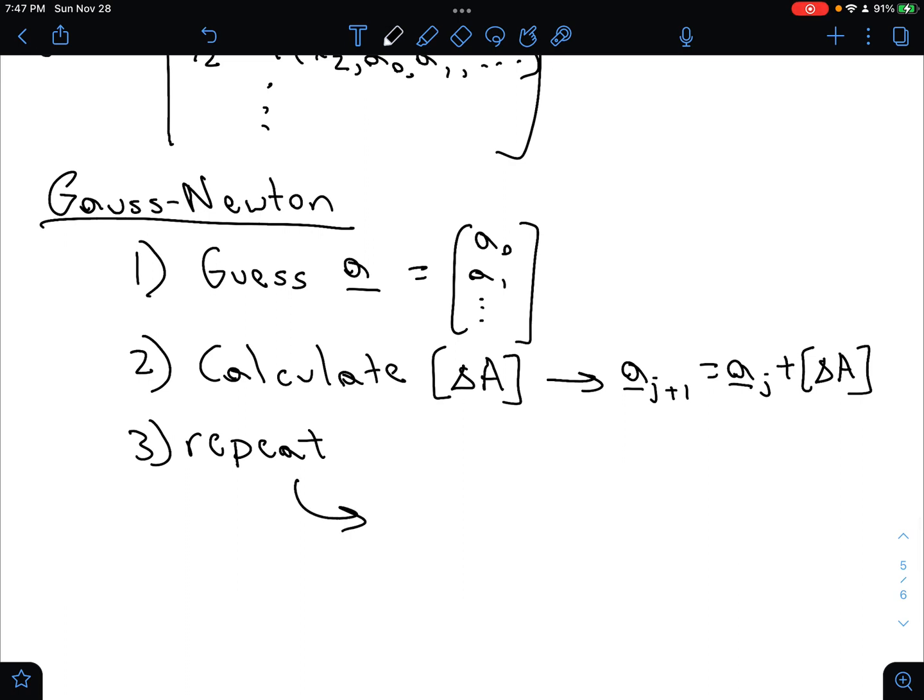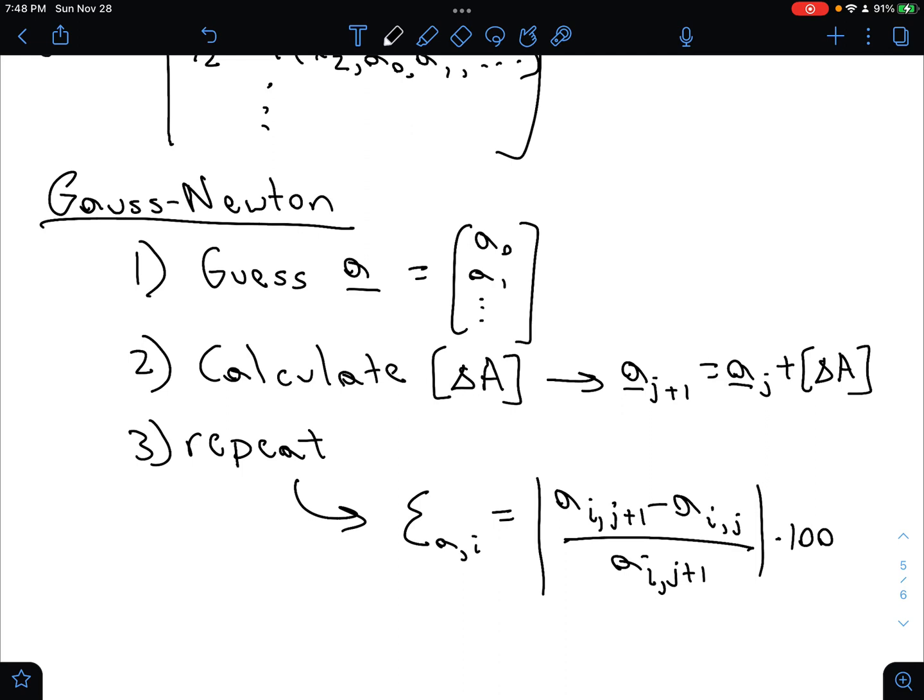In general, the standard thing that we do in my class is we use an approximate relative error, which is just going to be the absolute value of A sub i, j plus 1 minus A sub i, j over A sub i, j plus 1. If you want it to be a percentage, you multiply by 100. It's important to take the absolute value because we are not concerned about whether an error or an update is positive or negative. This looks at the change in each parameter between iterations. And usually you want to repeat until the estimated error for all of your parameters is below a certain number, say 1% or 0.1%. That implies that if your algorithm is not changing your guess by much, then your answer should be accurate.